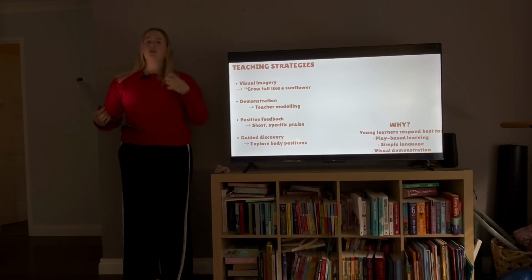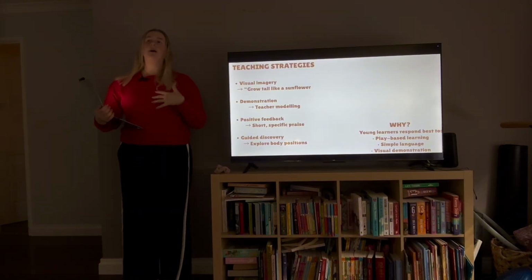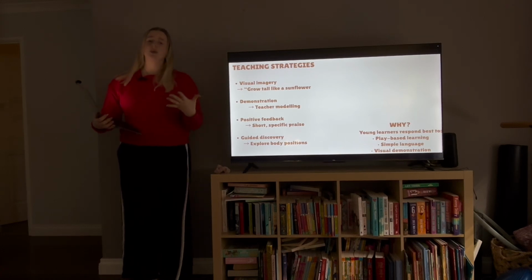Demonstrating. A lot of students learn very visually from other teachers. So when you're showing your posture, you need to be able to provide an example as a teacher to the students. Positive feedback is really crucial for students. They love short, precise, very specific feedback to know that they're on track, they're doing well.